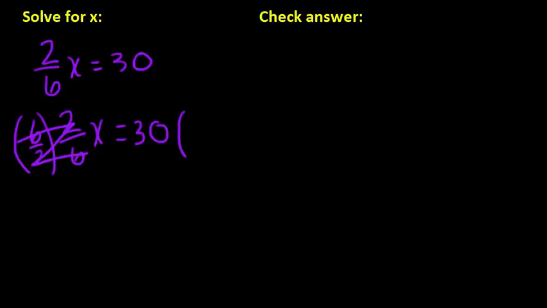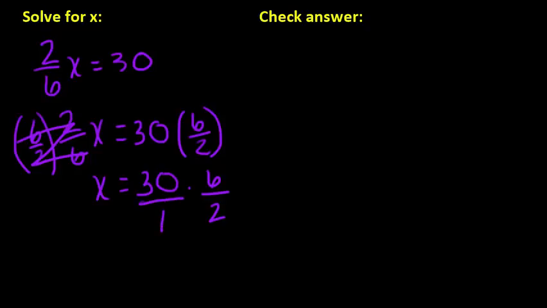Whatever you do to one side, do to the other. X equals 30 times 6/2. Again, you can do this two different ways. You can say 30 is actually 30/1 and make this a multiplication of fractions problem. 30 times 6 is 180. 2 times 1 is 2. 180 divided by 2 is 90.